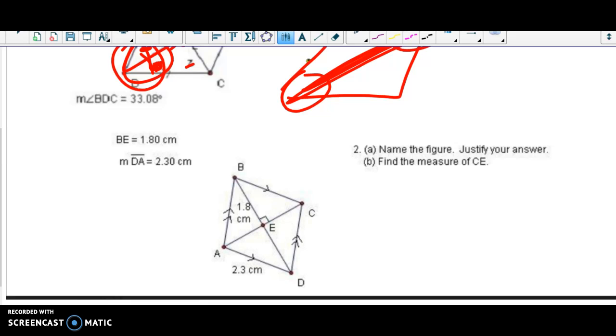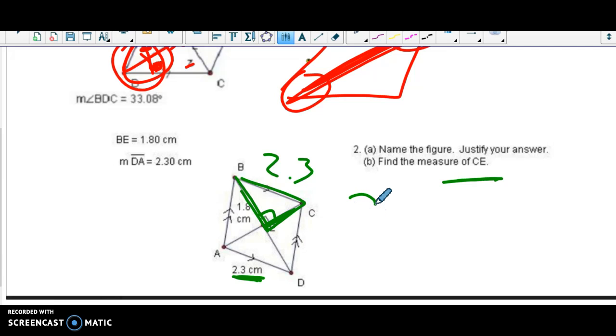Okay, so this is a parallelogram, which means if that's 2.3 here, then that's 2.3 there. And the question is, how long is CE? So we have this triangle right here now. This guy, this guy, this guy, and you want to know what this one is here. Well, this is a right angle, and that's 1.8, and that's 2.3, so you're going to use the Pythagorean theorem.